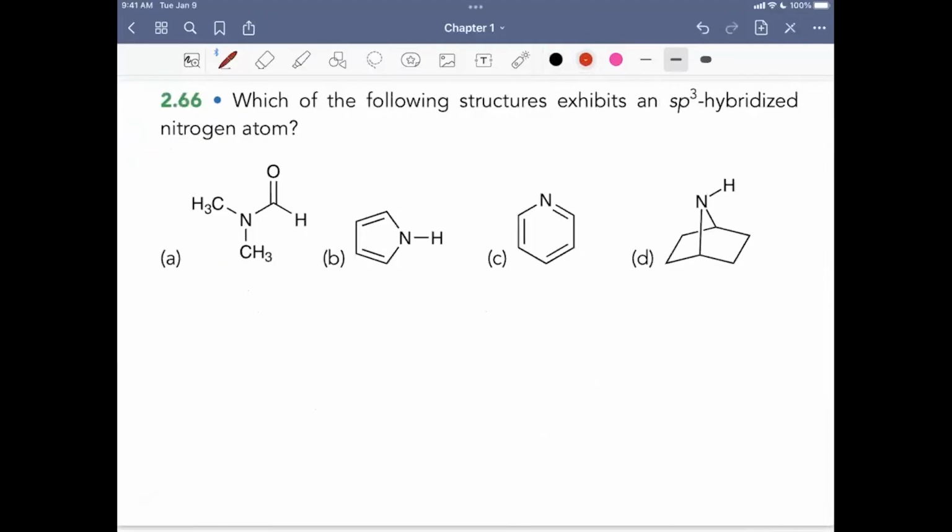So this question asks, which of these structures exhibits an sp3 hybridized nitrogen atom? Now there's a couple ways you can think about this. You can think about what is different with all these nitrogens. So ask yourself, looking at all of these, where do the pi bonds end up on the nitrogen? So for this one, we have no pi bonds. For this one, we have pi bonds that are away from the nitrogen. This one, we have a pi bond that's away from the nitrogen. But this one, the double bond is right next to the nitrogen.